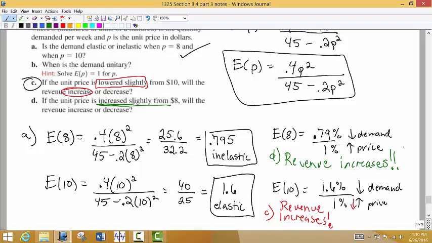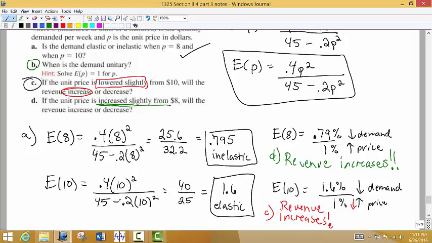All right. Part B, and let's take up a little bit more room for this. Part B says, when is the demand unitary? So unitary means when are you charging the exact perfect right price? You don't want to raise it, you don't want to lower it. This is basically your maximum revenue. So what price should we charge to maximize the revenue?